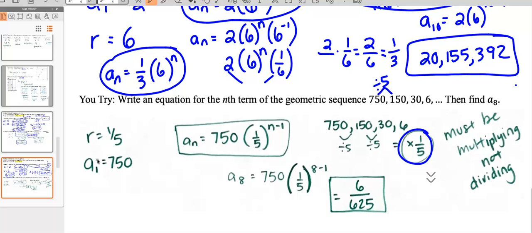Again, that's decaying, so your ratio needs to be smaller than a 1 if you remember exponential unit. So you've got 750 for your a sub 1, parentheses 1/5 to the n minus 1. Again, I'm going to leave it like that. If you wanted to simplify it, you could. Not necessary. So finding the 8th term, if you plug in 8, you get 6 over 625. So that would be the 8th term if you kept dividing by 5. Cool? All right, let's talk about some real-world problems.